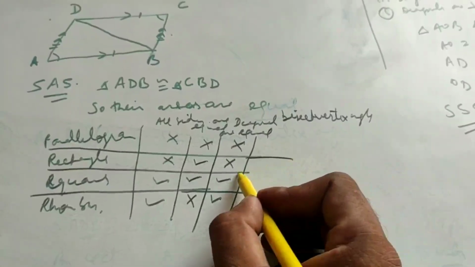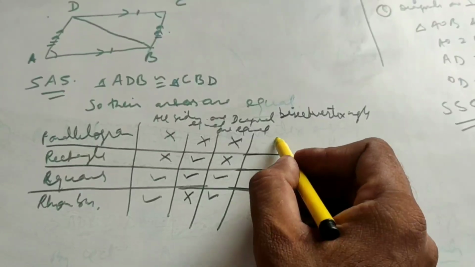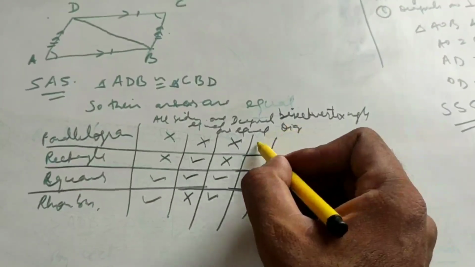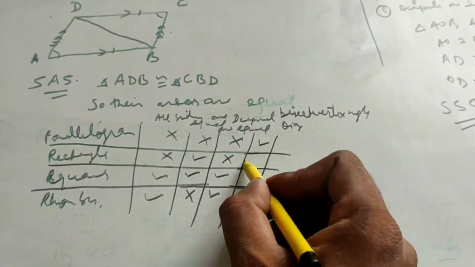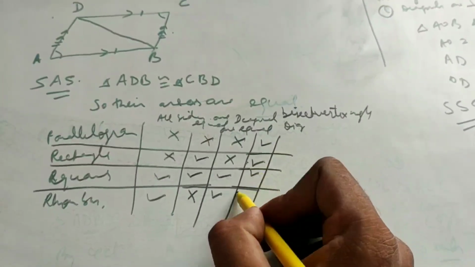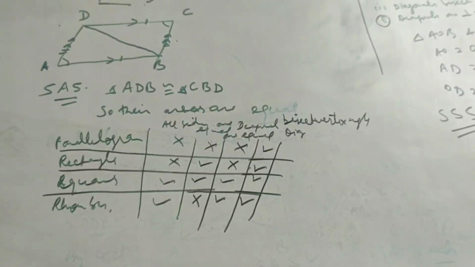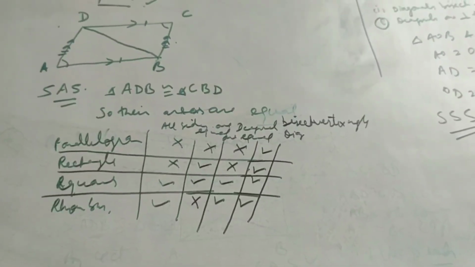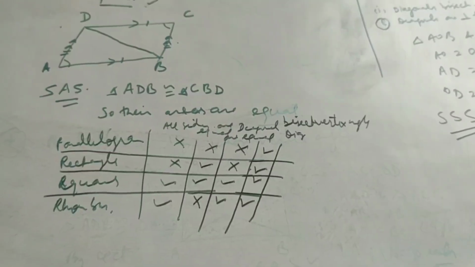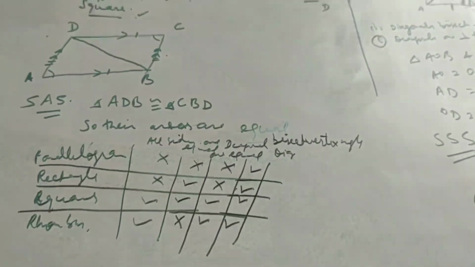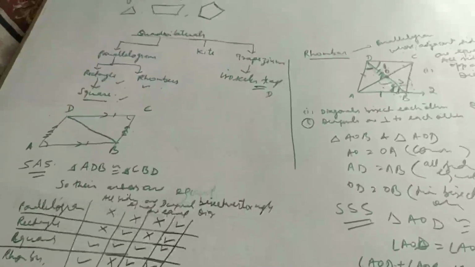If we check whether the diagonals bisect each other, in the parallelogram, rectangle, square and rhombus, in all the figures the diagonals bisect each other. So we have these important properties. Based on these properties, we will discuss some questions also.